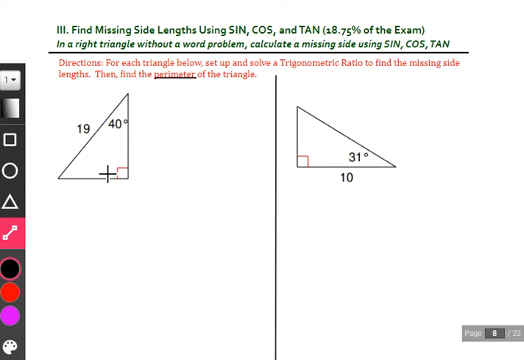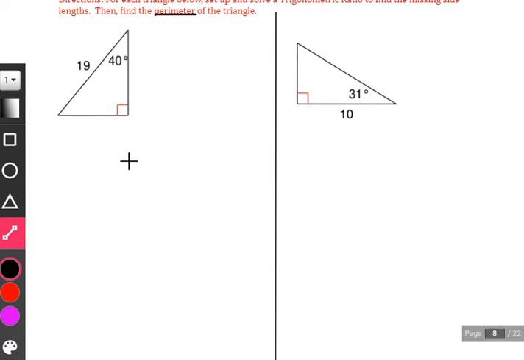This is going to comprise about 19% of your test again. So our goal here is to find the missing side lengths, and then of course at the end find perimeter. Perimeter is again a separate thing. It's just going to be the sum, or adding together, of all the three side lengths in the triangle. So let's get to finding.